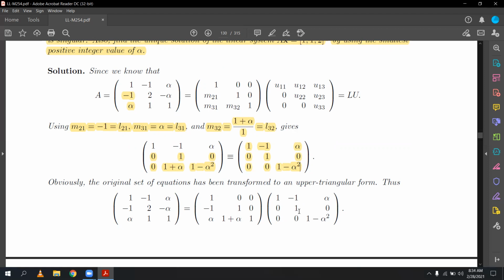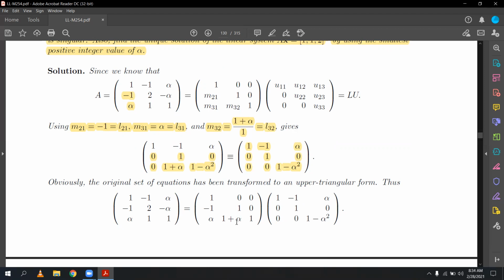And what are the elements of L? The diagonal elements are 1, 1. L21 is -1, L31 is alpha, and L32 is 1 plus alpha. So this is your LU decomposition. You find the elements of L and U.